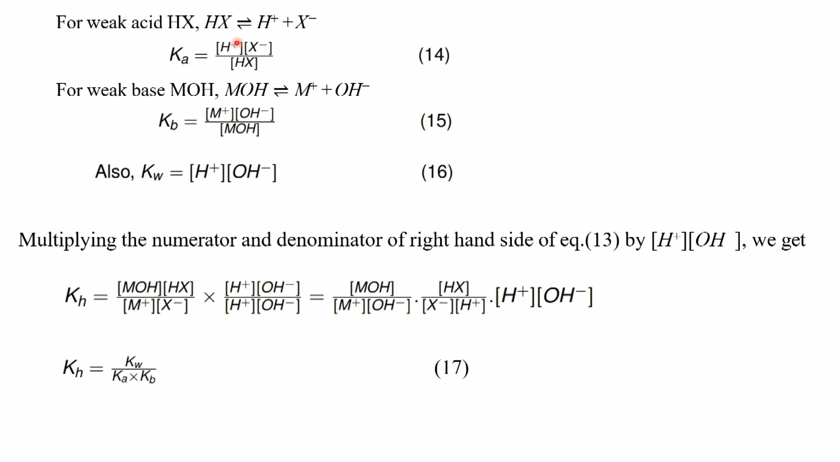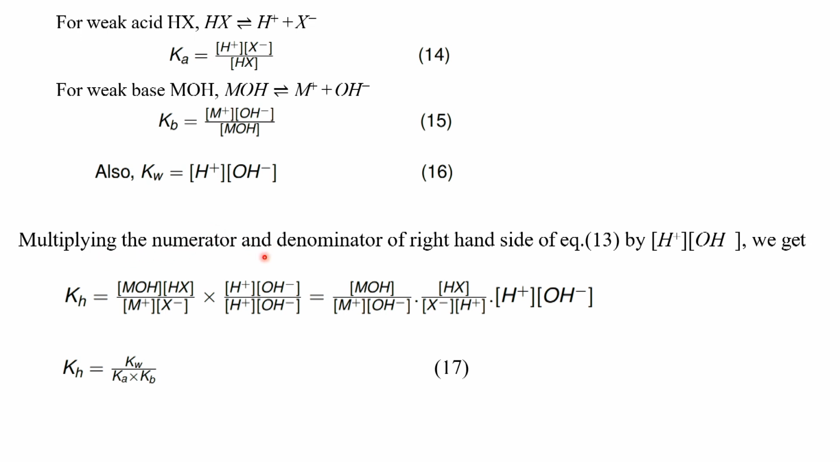Now for weak acid, HX dissociates like this. So the expression of the dissociation constant Ka is concentration of H+ times concentration of X- by concentration of HX. For weak base, the base is also weak, so MOH will dissociate like this, M+ plus OH-. So we get Kb is concentration of M+ times concentration of OH- by concentration of MOH. And we also know the expression for Kw. Kw is concentration of H+ times concentration of OH-.